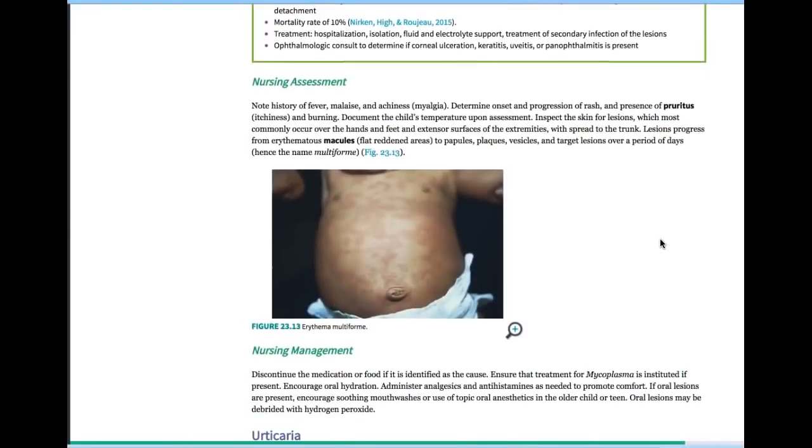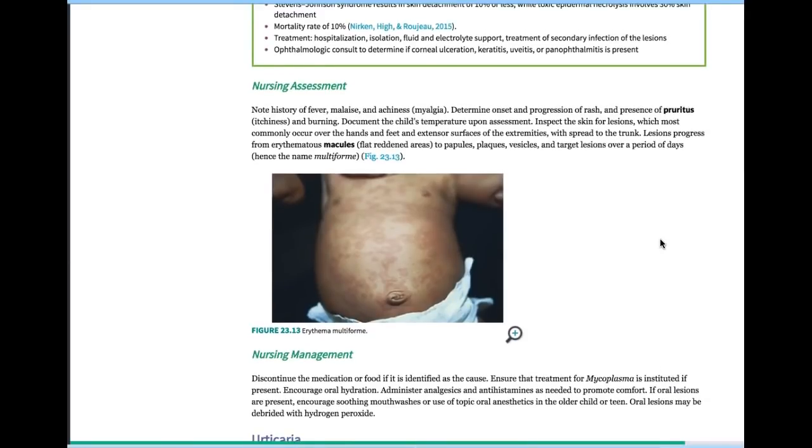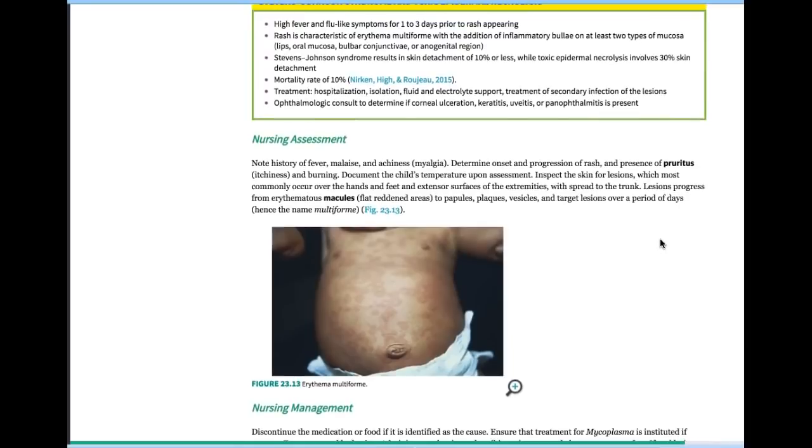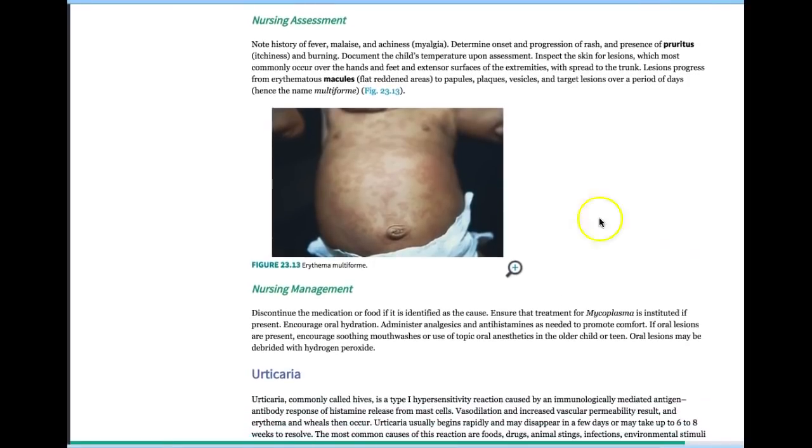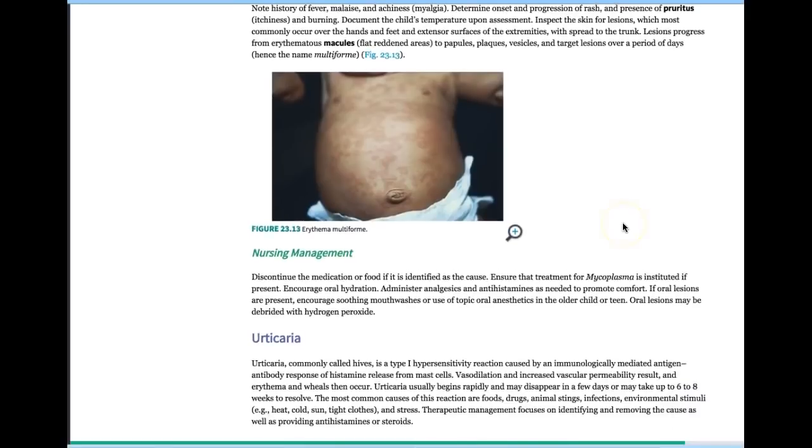Erythema multiforme. So here's a picture of erythema multiforme. Again, it's an allergic reaction to a virus or a med. I don't want to say it's an allergic reaction to a med, but it's a hypersensitivity reaction to a med. Very similar. There's a mortality rate of about 10% with Stevens-Johnson syndrome, so it can advance from this to Stevens-Johnson syndrome.